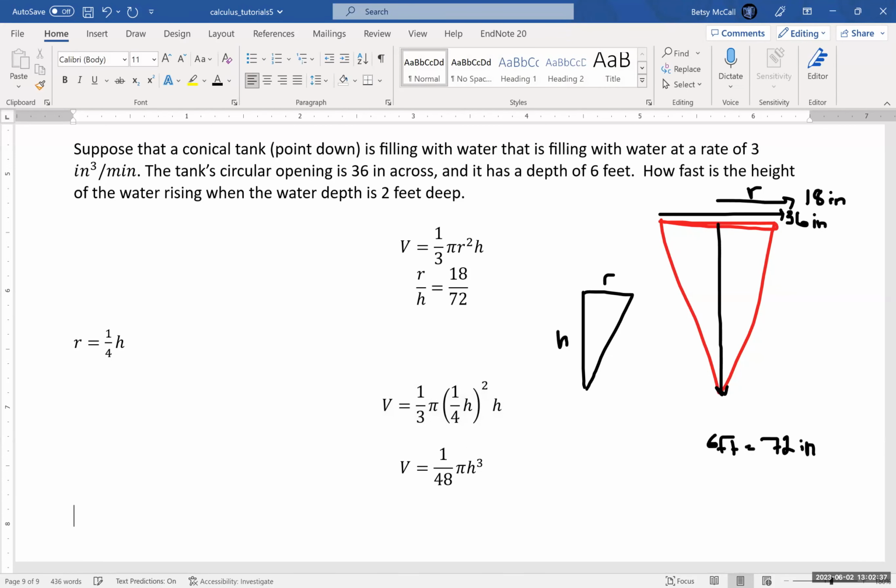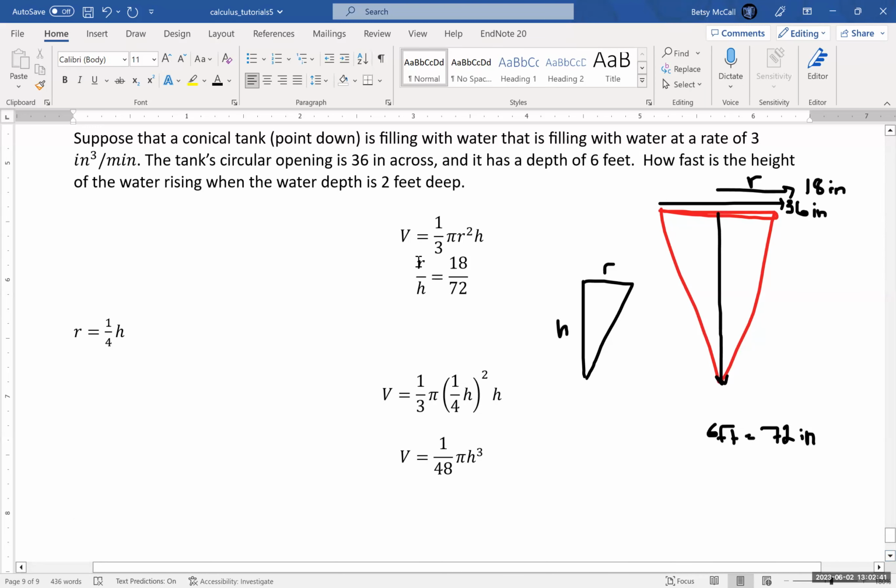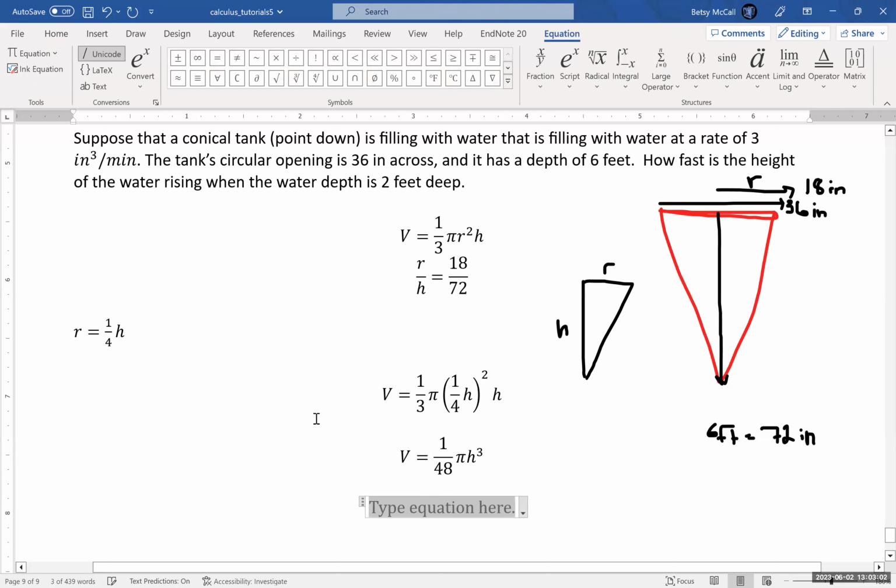And now I have a formula that has only 2 variables in it. And I'm given information about how the volume is changing. This is inches cubed, so it doesn't even have to tell me that it's volume, because the volume is implied with the cubic unit. And then we want to find how fast the height of the water is rising. So that's asking for dH dt. So let's take our derivatives.